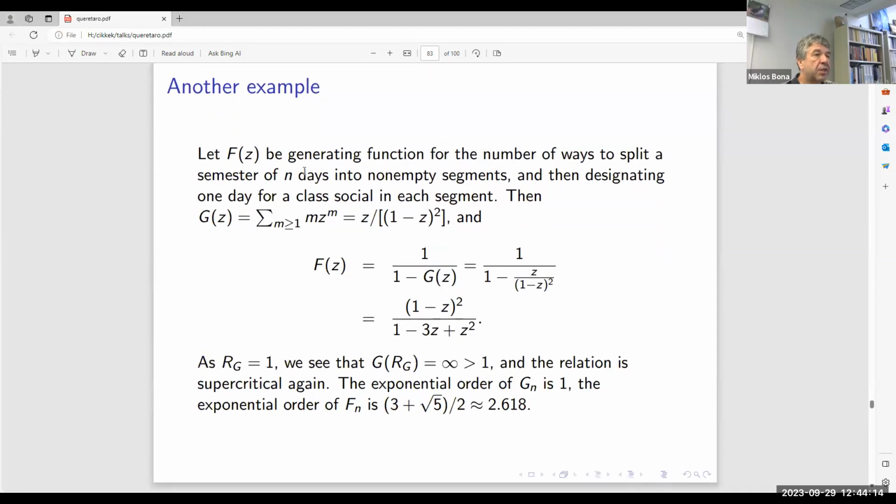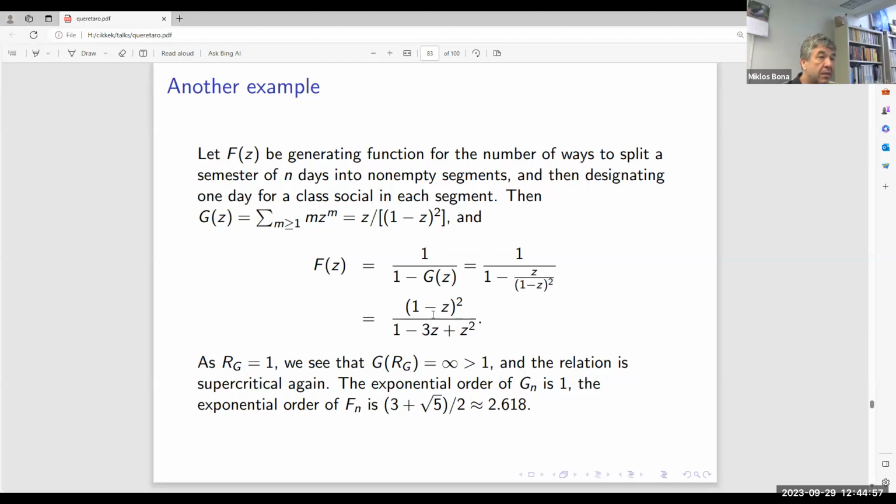So let f be the generating function for the number of ways to split a semester of n days into non-empty segments, and then designating each segment a day for class social, whatever. Then the generating function of g is just this, because you can compute it easily, because for every segment of length m, you have m choices. Now, f is, on the other hand, the composed structure, because you had the original set, you had to split it up into segments and then do the same thing on every segment. So the generating function of f is this, which is that.